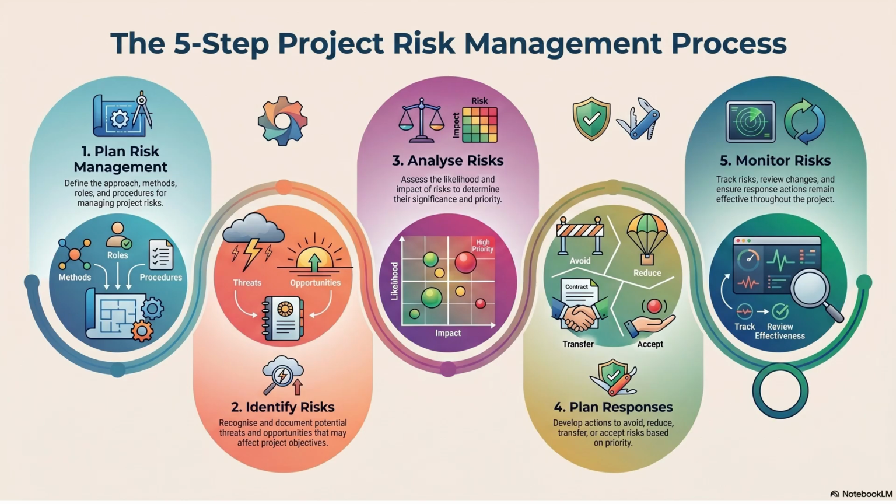The third step is analyze risks. Once risks are identified, the next question is, how serious are they? At this stage, risks are assessed based on likelihood and impact, so the team can determine which risks require more attention. This is where prioritization begins.